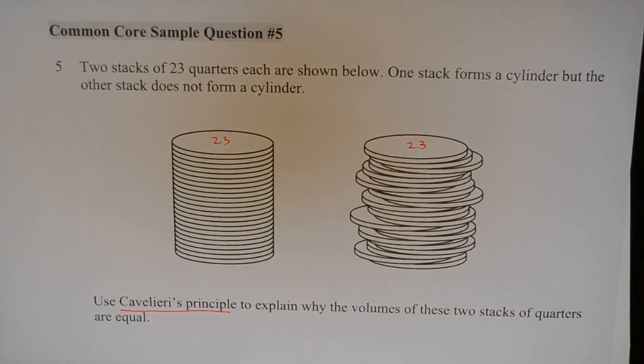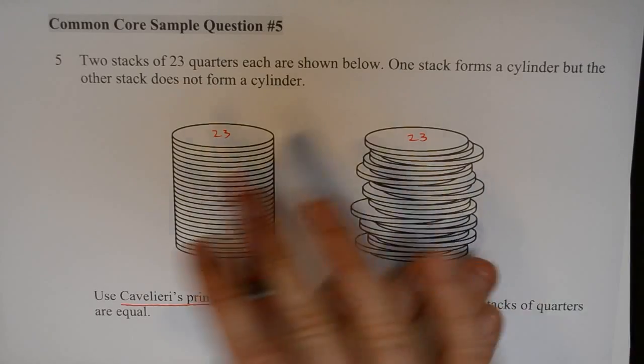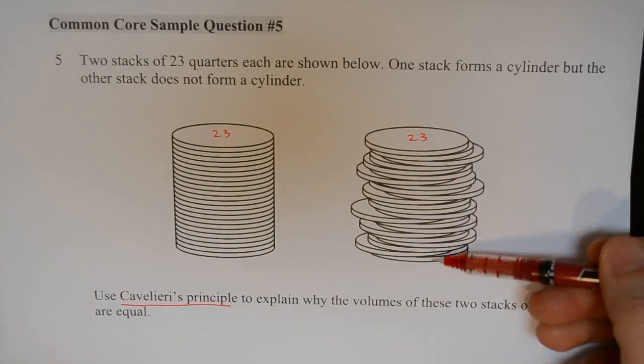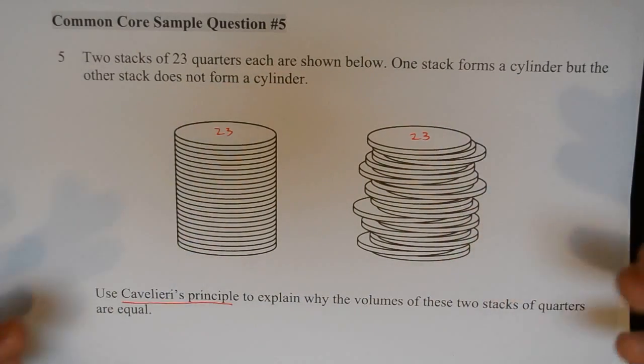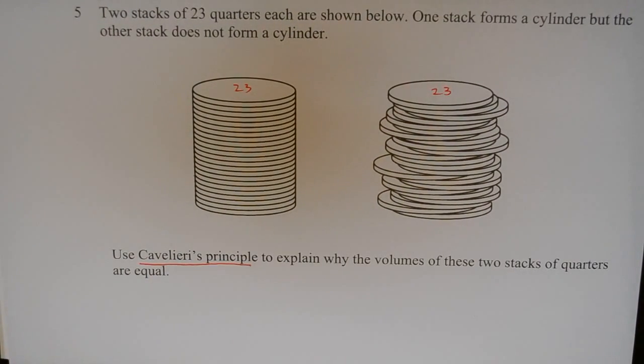So if you just think about common sense, clearly these are going to have the same volume. It doesn't matter if you stack quarters a little bit to the left or the right. You've still got 23 quarters worth of volume, however much volume a quarter takes up. And this is what Cavalieri's Principle is stating.